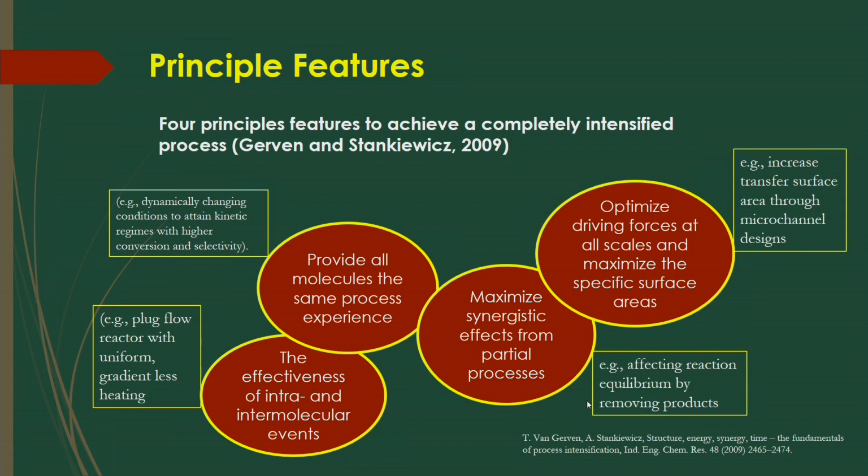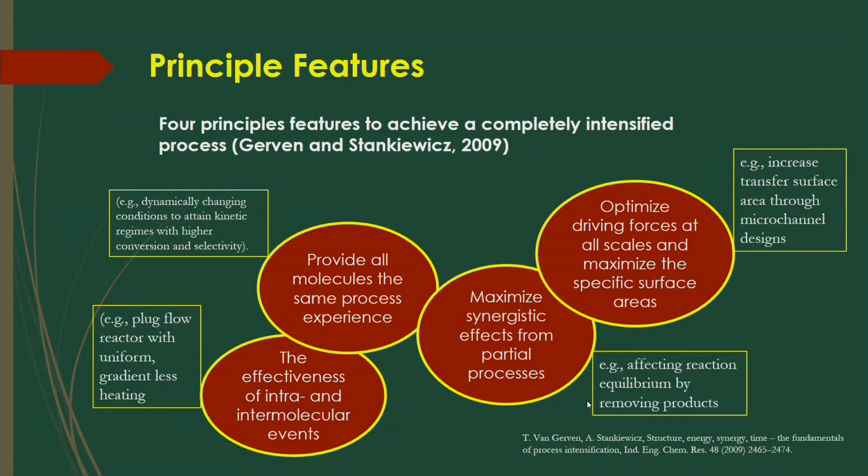So, how the fluid will be flowing, whether it is in plug flow phenomena or has uniform heating gradients throughout the columns or not, will affect the molecular interactions, and also the performance or yields of the processes. And whenever you are going to maximize the synergetic effects from partial processes, you have to consider the equilibrium of the reaction.